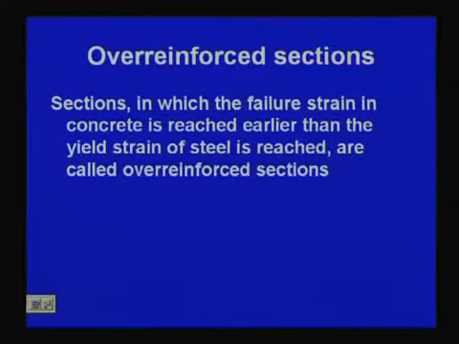Similarly, we have the other side also. Sections in which the failure strain in concrete is reached earlier than the yield strain of steel are called over reinforced sections. So, we have a balanced section when both strains are reached. Compared to the working stress method, where we consider stress, here we are considering the strain point of view, because we check the strain and then from the stress strain curve we get the corresponding stress. So, this is the basic difference between the working stress method and the limit state method.